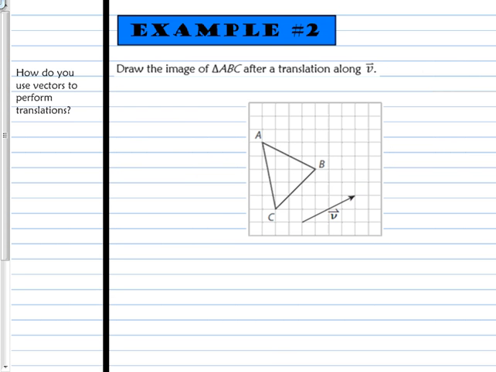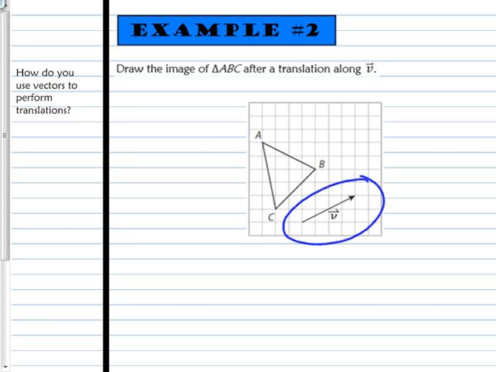Okay, moving on. How do we use vectors to perform translations? And again, that is the point of today's lesson, being able to use vectors to slide or move an object. So vectors tell us how many units the object or the image is moving on the x-axis and on the y-axis. Looking at this vector, it has an arrow, and it's notated with the V in that fishhook thing.